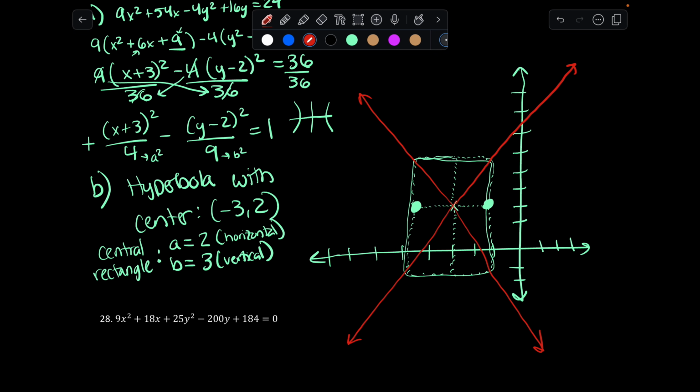Okay. And the last part is drawing the curve itself. You'll start at your vertices, and then you'll draw the curve so that it approaches those asymptotes. And there's the rough sketch.